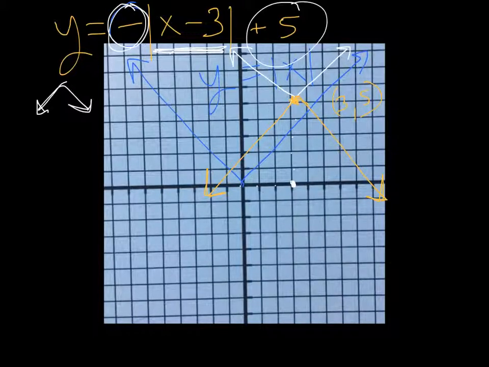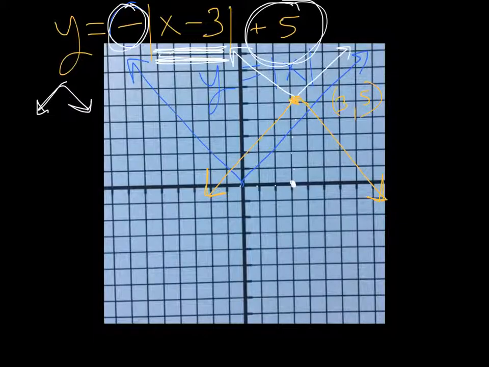We shifted the original 3 places to the right because what's inside the absolute value determines the movement along the x-axis, the horizontal movement, and you take the opposite sign. So since it said minus 3, we moved it 3 places to the right, to the positive 3. And then we shifted it 5 places up from there because that controls the vertical movement, and we just take the sign that's given, and that's the direction we move.